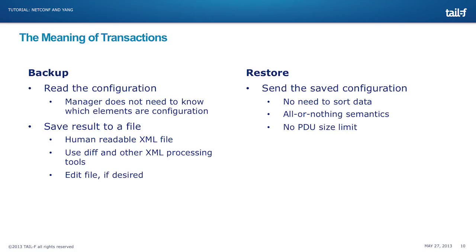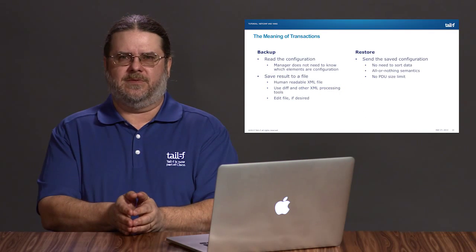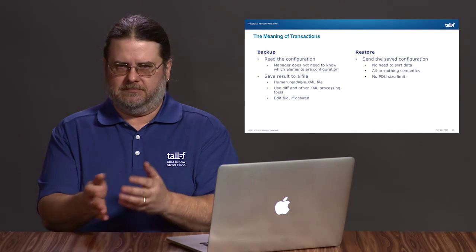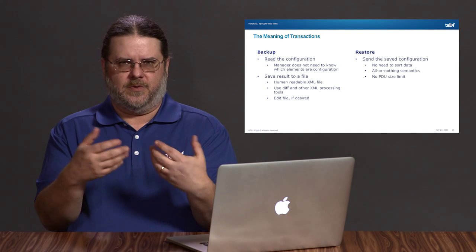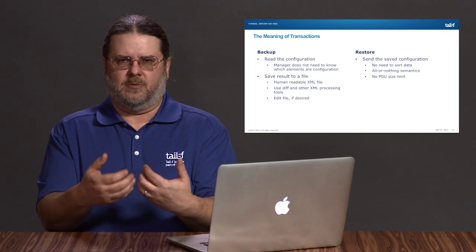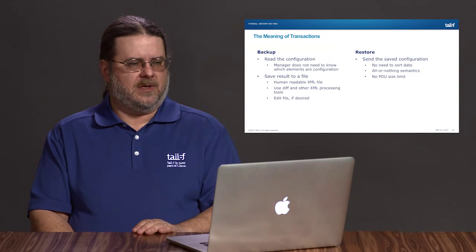You can also use NETCONF to restore a configuration to a device. You send the saved configuration. You don't need to worry about sorting it. You don't need to worry about chunking it into sizes that fit into my protocol data units. I can just send that transaction to the device, and the device will apply it in the proper order. Since I'm being carried over TCP, I don't have to worry about size limits. I'm just worried about the data that I'm sending.